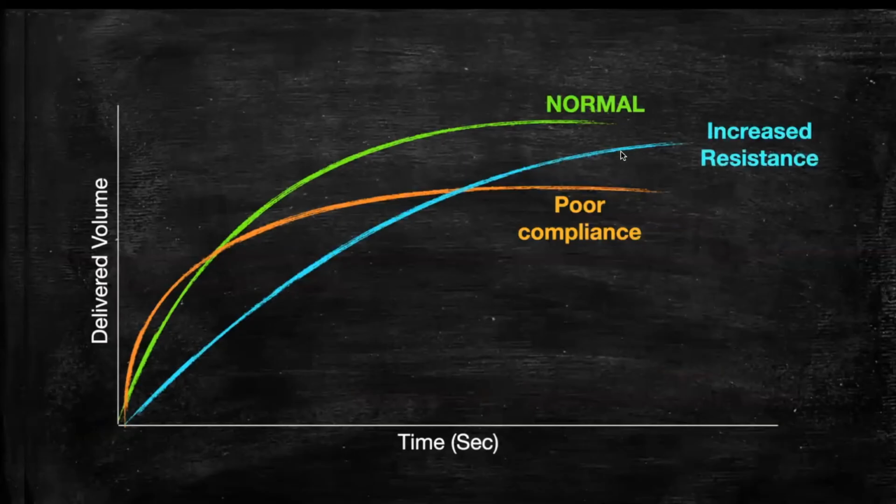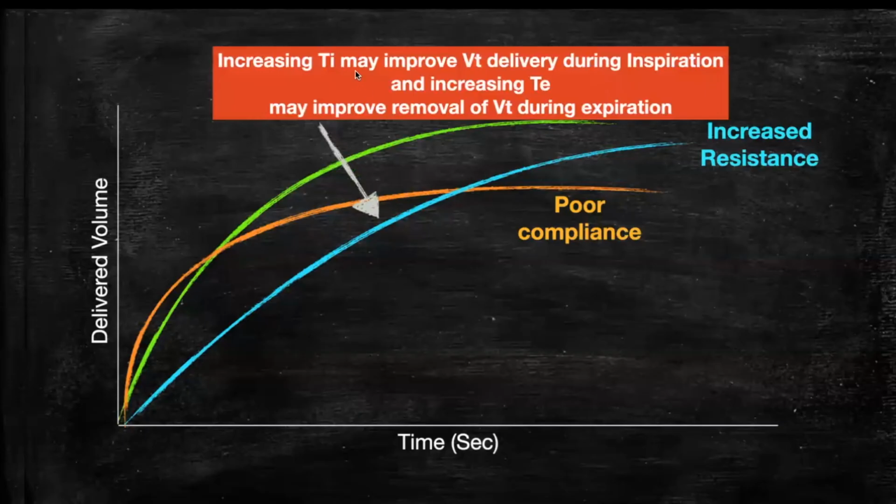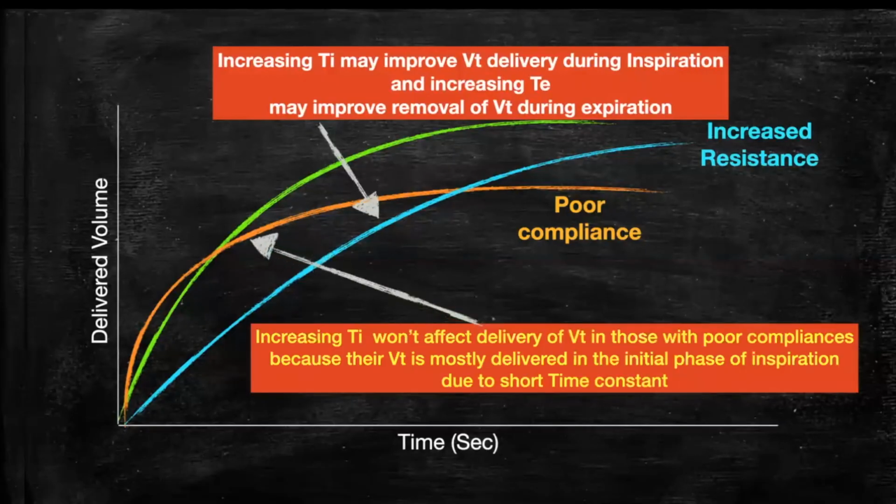So patients with increased airway resistance require longer I time as compared to poor lung compliance. So increasing I time will improve the tidal volume delivery during inspiration, and increasing expiratory time may improve removal of tidal volume during expiration in patients with increased airway resistance. While in patients with pulmonary edema or severe ARDS, increasing I time won't affect delivery of tidal volume. It may improve the recruitment of the alveoli or keep the alveoli open, with better pressure delivery during inspiration. That is a different thing, but it won't affect tidal volume delivery in those with poor lung compliance, because their tidal volume is mostly delivered in the initial phases of inspiration due to short time constant.